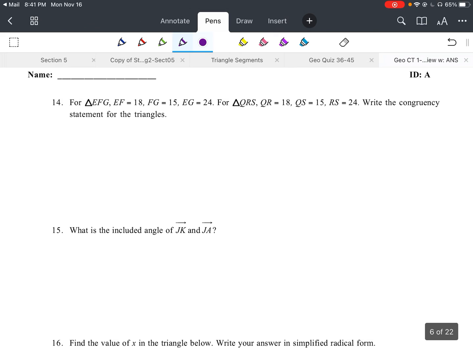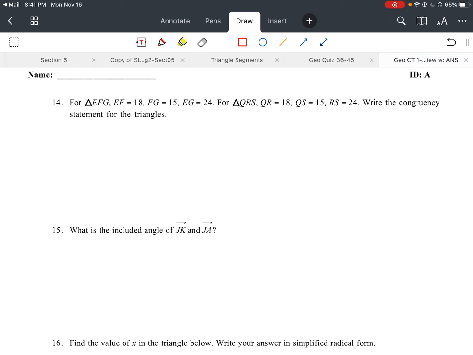All right, in this triangle EFG, EF is 18, FG is 15, EG is 24. All right, for QRS, whatever. We need a congruency statement for the triangles. In other words, I've got to find the pieces that go together. Sometimes it's helpful to draw this thing. Let's just do it. So I'm just going to make 2 triangles here. You can make them look kind of the same. Wouldn't hurt.